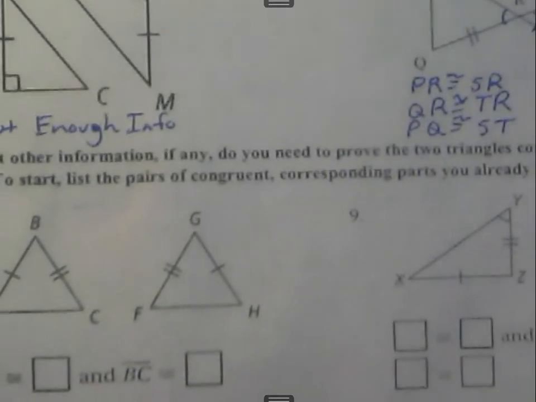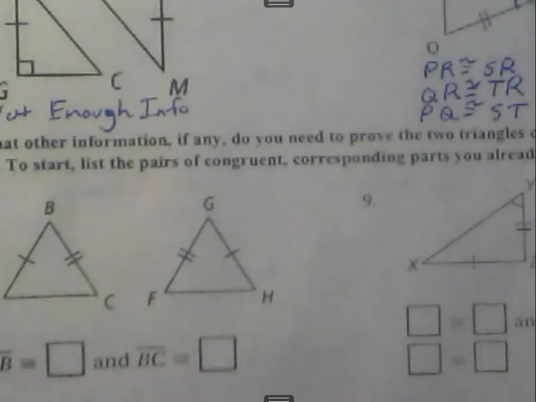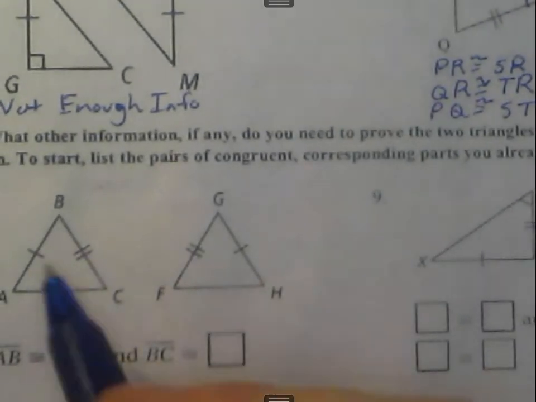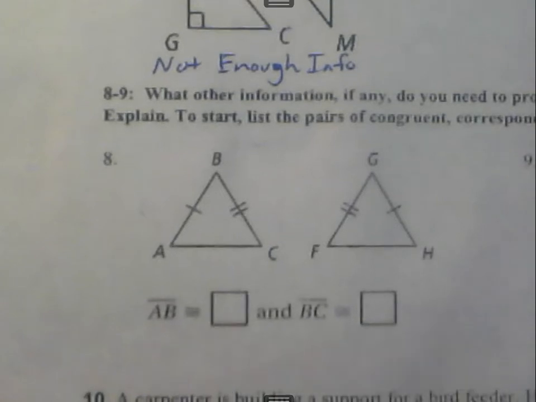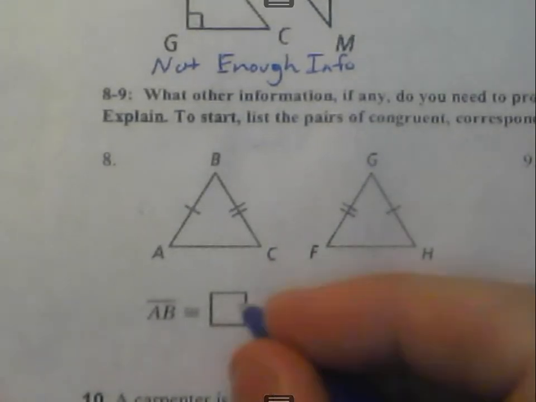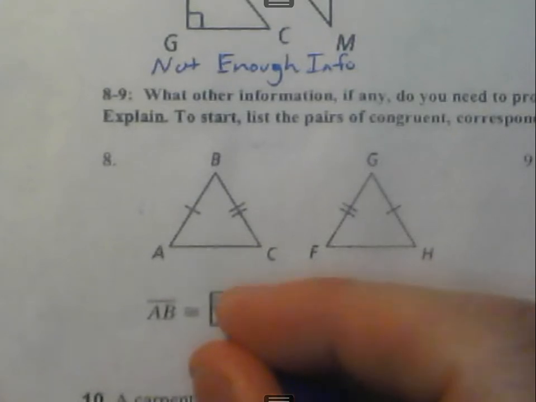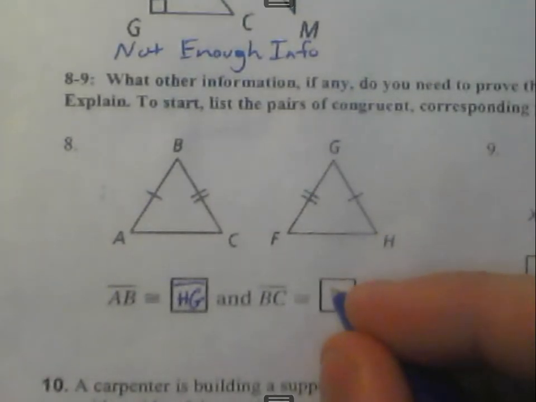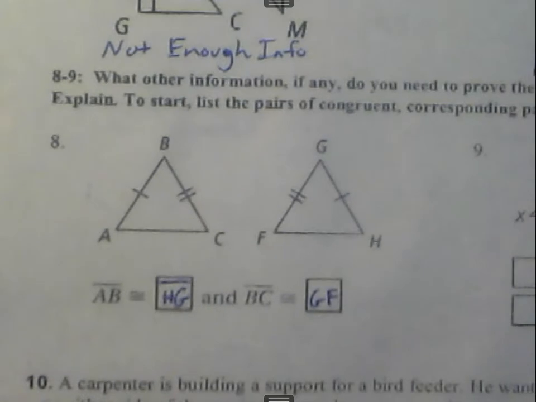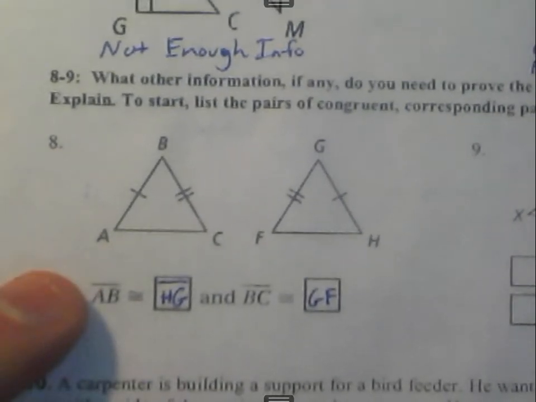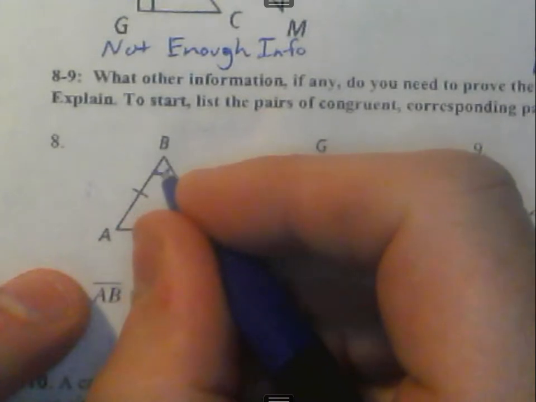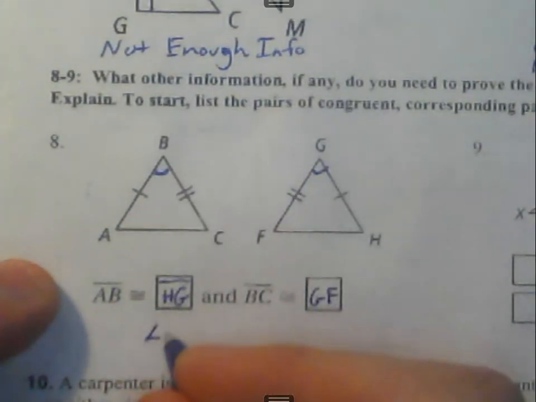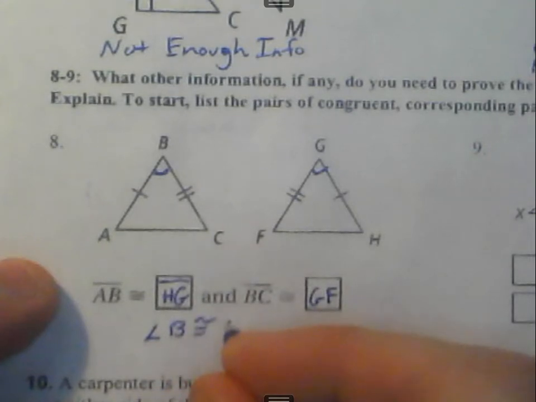Number 8. What other information, if any, do you need to prove that these two triangles are congruent by side angle side? Explain. To start, list the pairs of congruent corresponding parts you already know. So AB is congruent to HG. And BC is congruent to GF. So the other thing that we would have to know, since we're doing side angle side, is this included angle. So we'd have to know that angle B is congruent to angle G.